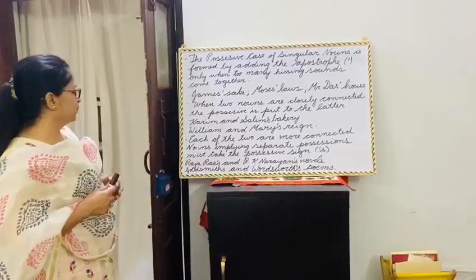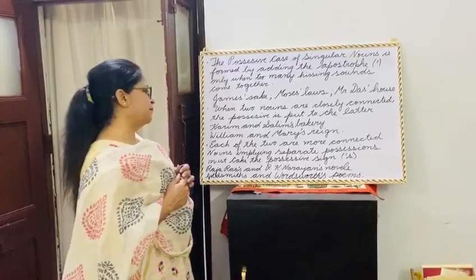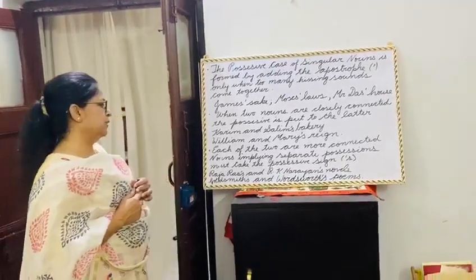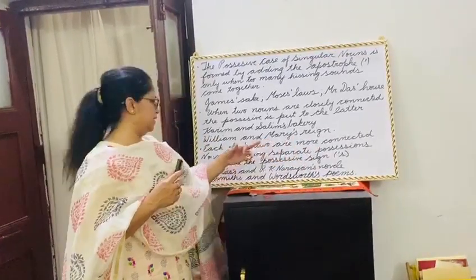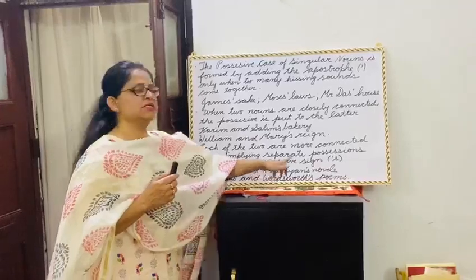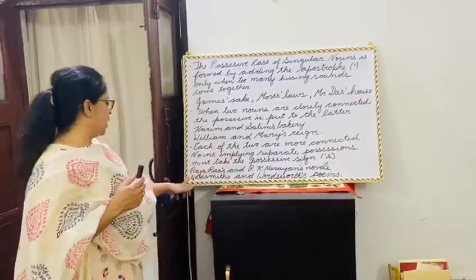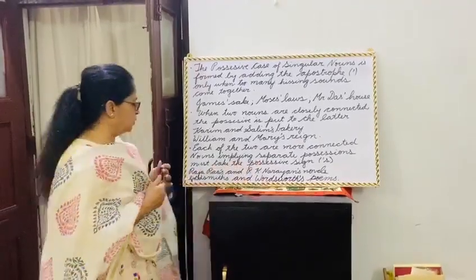Now the next one. Each of the two or more connected nouns implying separate possession must take the possessive sign, that is apostrophe s. For example, Raja Rao's and R.K. Narayan's novels. The next one, Goldsmith's and Wordsworth's poems. Now the last one.